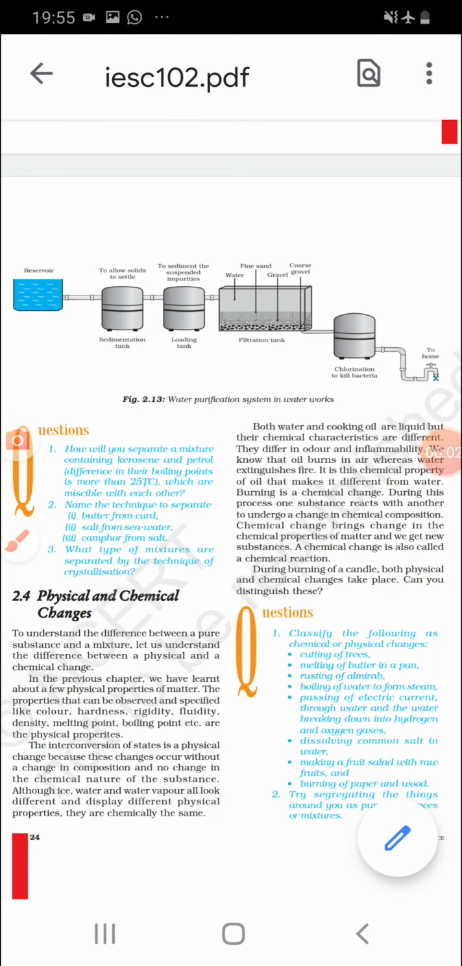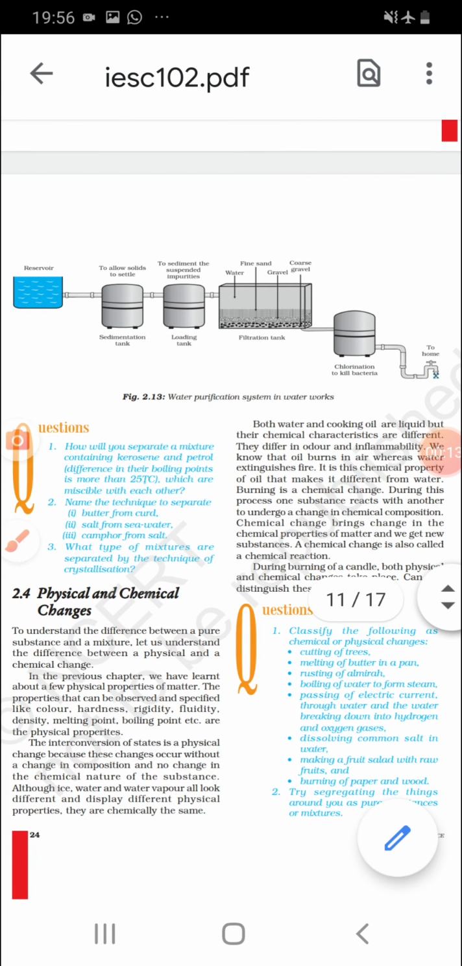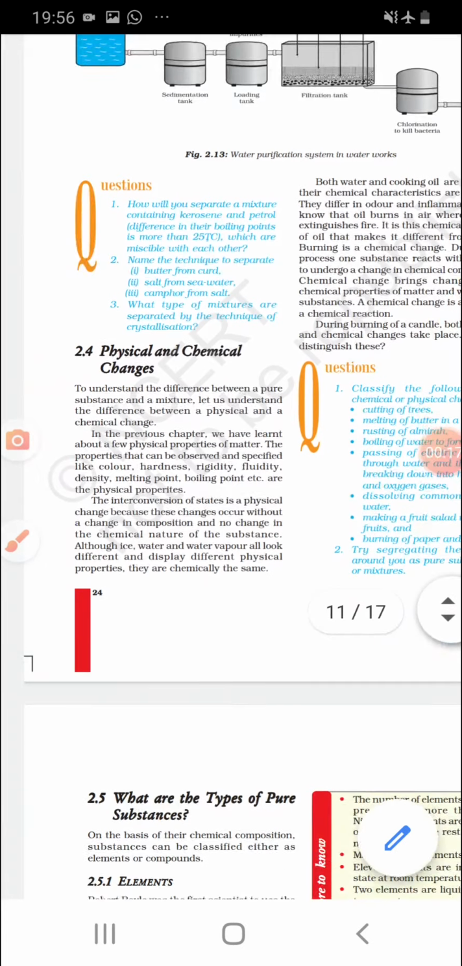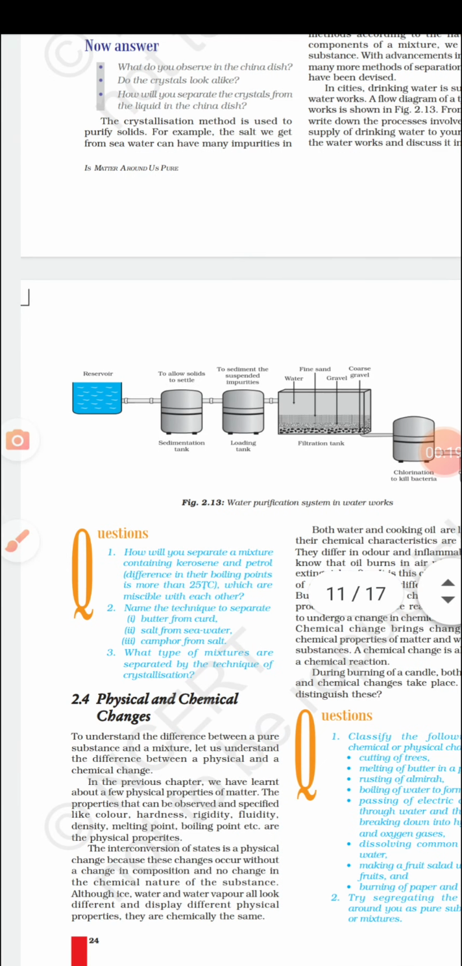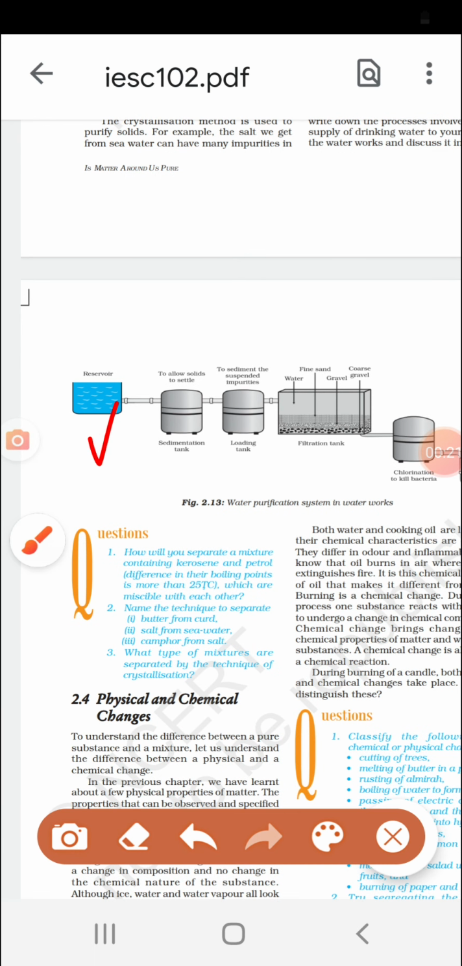In this video, we will study how the supply of drinking water takes place in our city. So we know that the source of water supply in a city is either a nearby river or a lake, which is known as the reservoir. So this is the reservoir in which the water is collected.